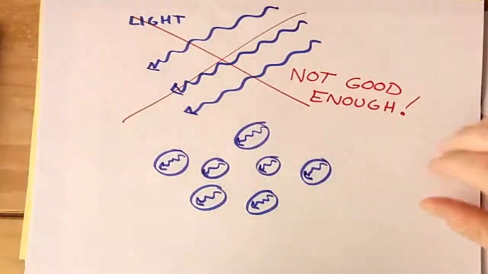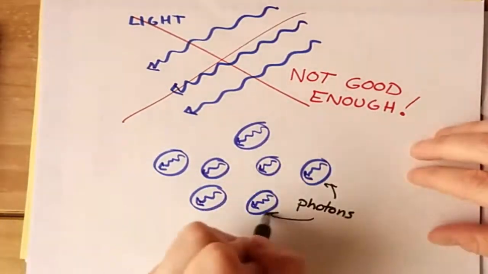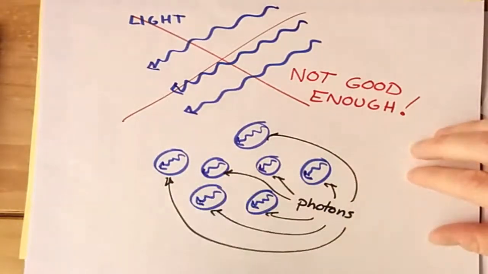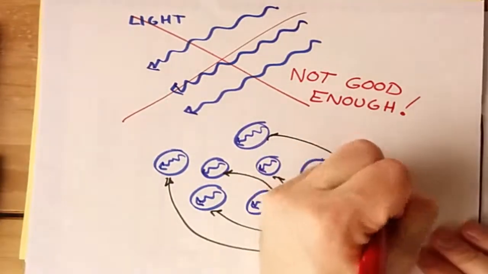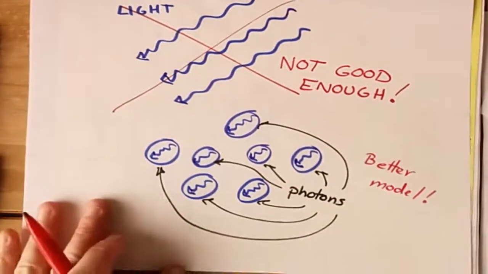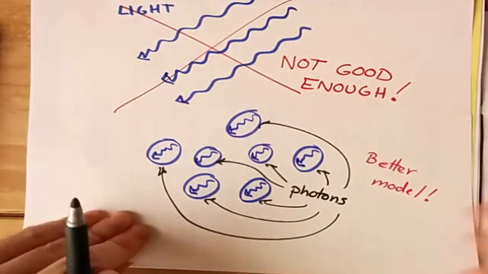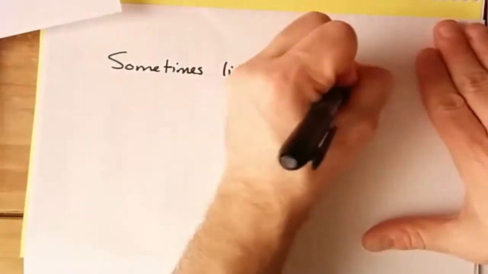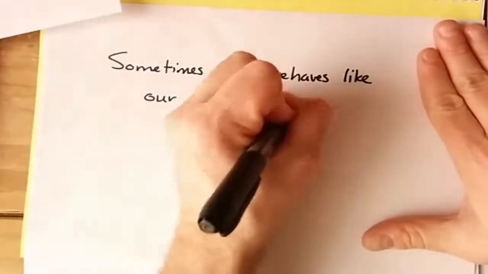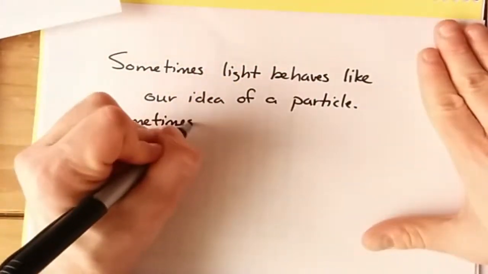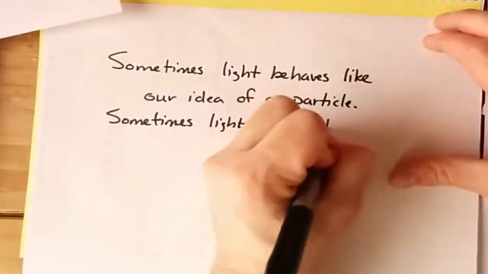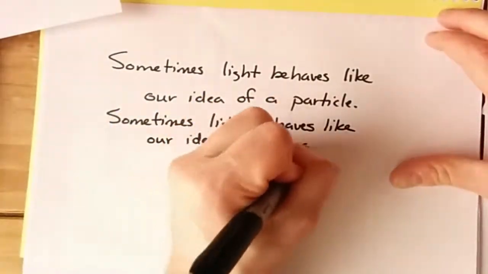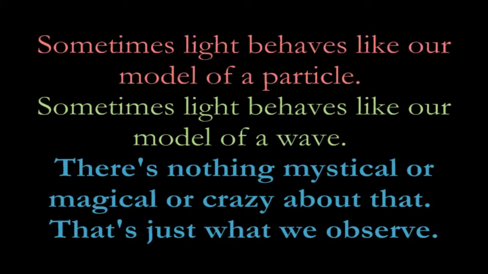Now that doesn't mean that light is a particle. It also doesn't mean that light is a wave. Light is just light. All we're saying is that sometimes it behaves like our idea of a particle, and sometimes it behaves like our idea of a wave. Light doesn't have to behave like we want it to. Light behaves like light. It's just that sometimes that's like a wave, and sometimes that's like a particle. There's nothing mystical or magical or crazy about that. That's just what we observe.